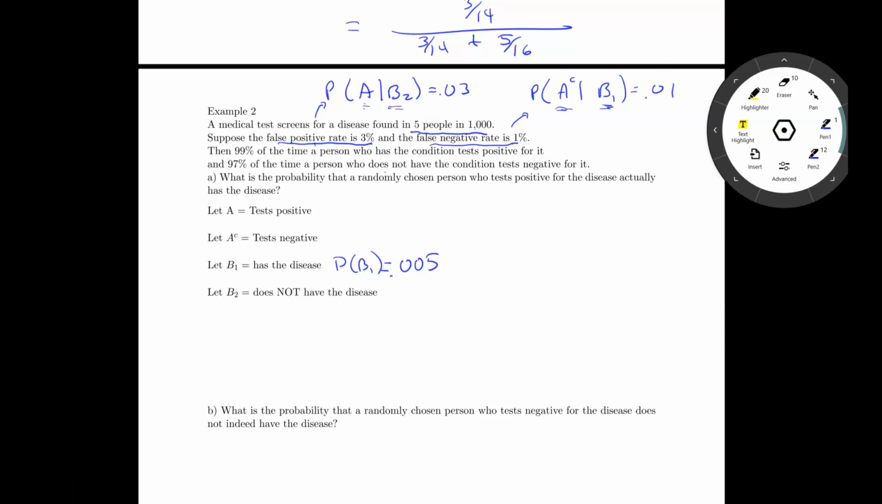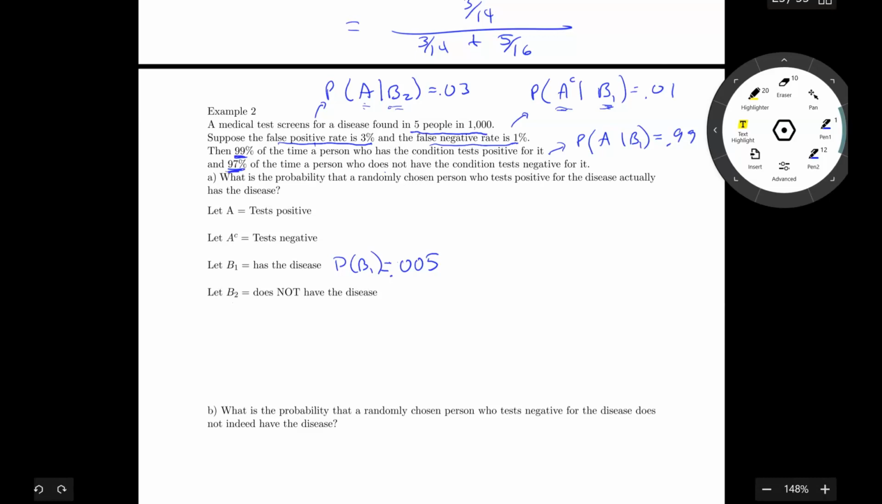Okay, 99% of the time, a person who has the condition tests positive for it. So that means the probability has the disease and tests positive for it, that's 99% of the time. Okay, that's a good thing.